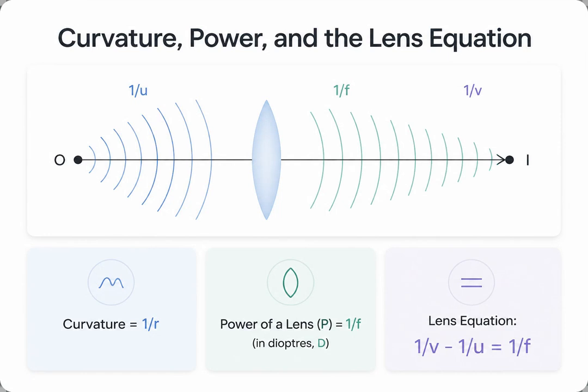We can mathematically describe lenses by looking at how they alter the curvature of wavefronts. Curvature is defined as the reciprocal of the wavefront's radius. A converging lens physically adds a fixed amount of curvature, 1/f, to any passing wavefront. This added curvature is what we call the optical power of the lens, measured in diopters. By tracking these curvature changes from the object to the image, we naturally derive the classic lens equation.